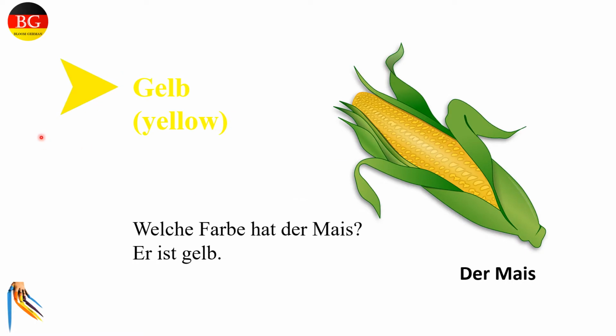Our first color is gelb. You can repeat after me. Gelb. As the color indicating, it is yellow. Gelb. So here is maize. Welche Farbe hat der Mais? Er ist gelb.